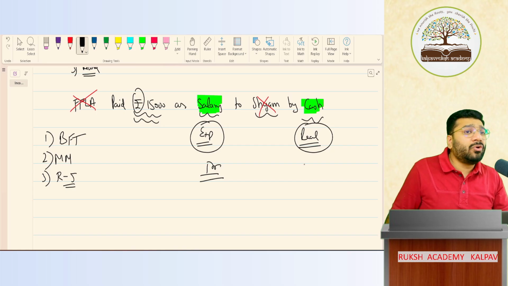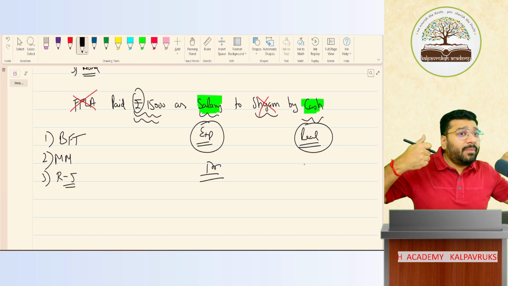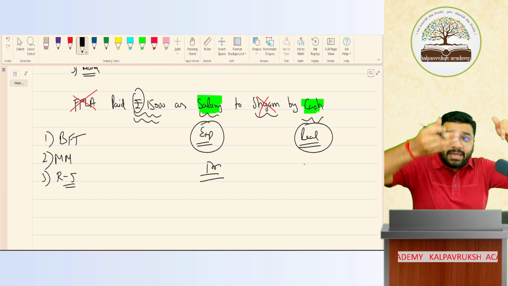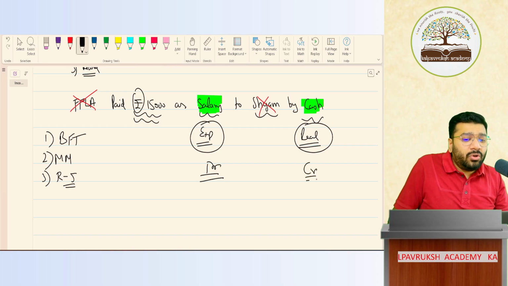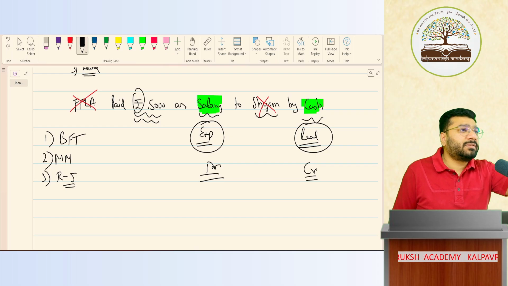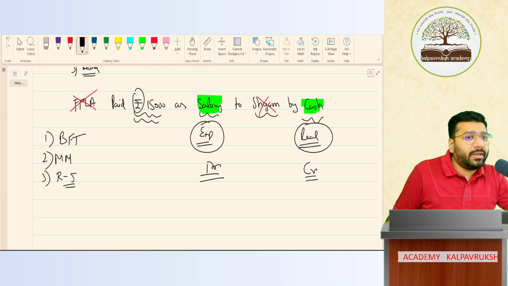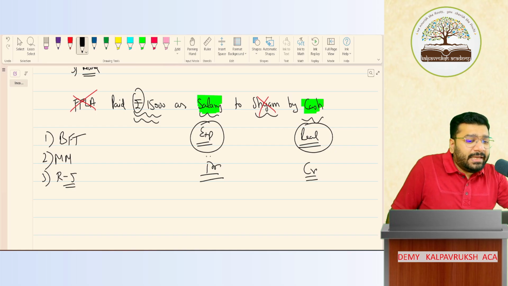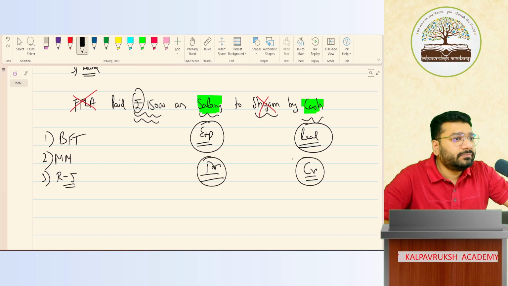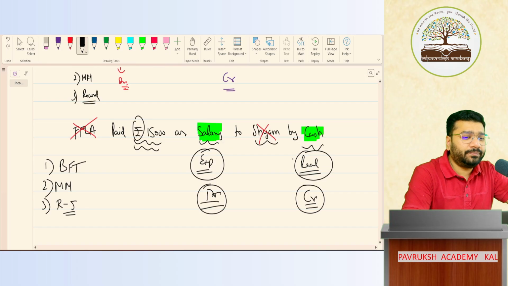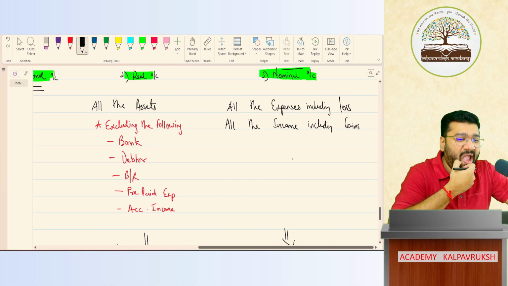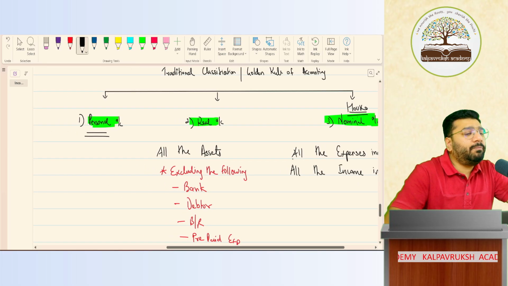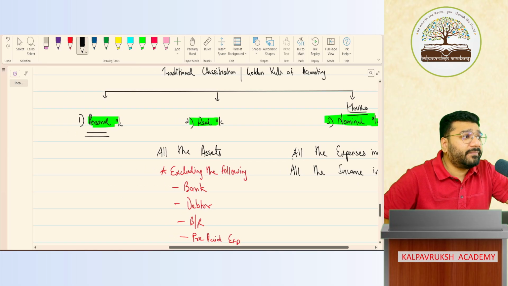What is the rule of real account? Debit what comes in, credit what goes out. So is cash coming inside the business or going out? If I pay, cash is going out. So credit what goes out. Okay, not okay? So salary is debited, cash is credited. Is that okay? Now we'll do personal account, then we'll come back and do more examples. Is it clear so far?